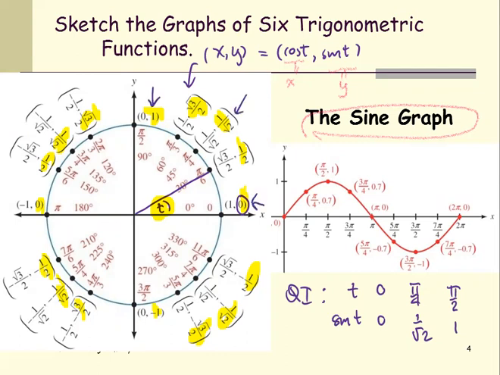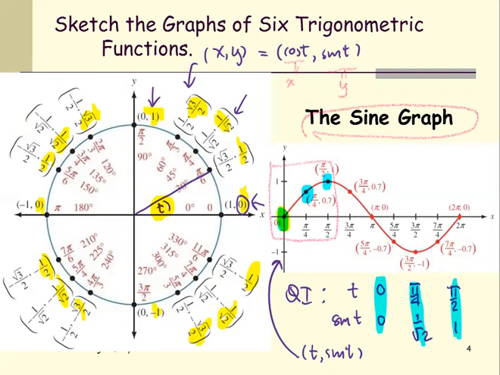And when we plot them on the graph as the coordinate t comma sine of t, the first coordinate is 0, 0. Let's use different colors. So this one is 0, 0. And then the next one, when t is pi over 4, the sine is 1 over square root 2, which is about 0.7. And when t is pi over 2, the sine of t is 1. As you see, this portion of the graph comes from the coordinates in the first quadrant on the unit circle.